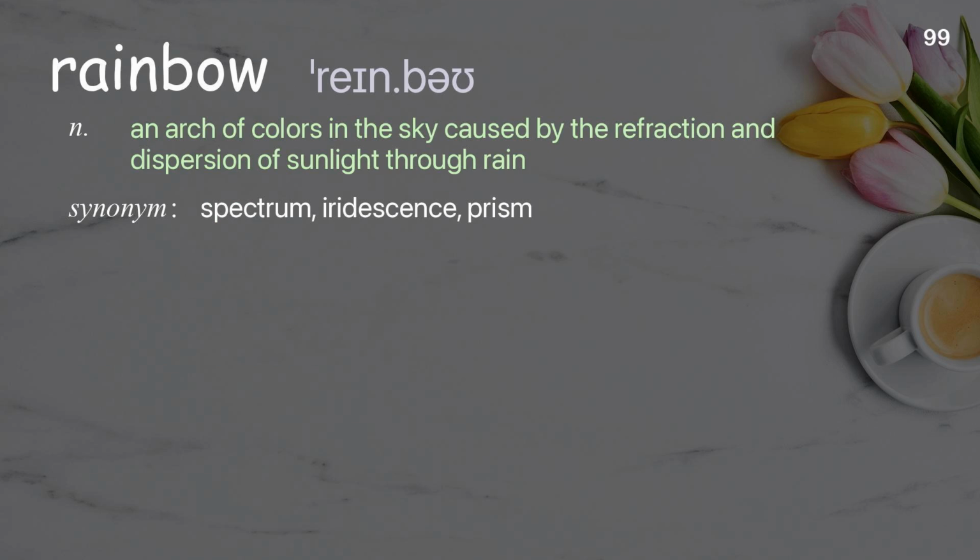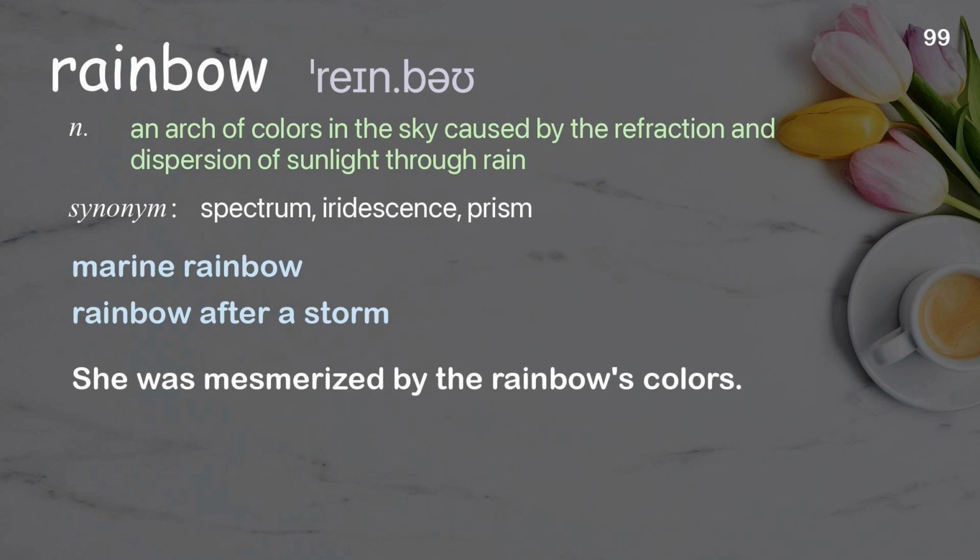Rainbow: An arch of colors in the sky caused by the refraction and dispersion of sunlight through rain. Examples: marine rainbow, rainbow after a storm. She was mesmerized by the rainbow's colors.